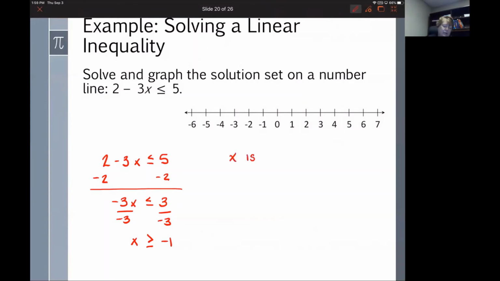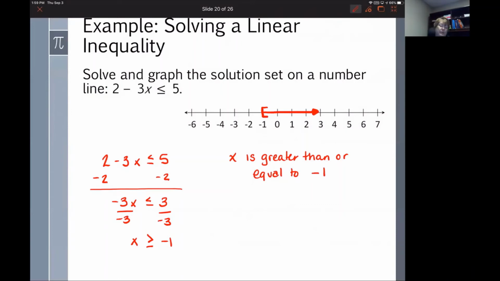So this is x is greater than or equal to -1. So what's that mean? It means all the numbers to the right of -1 on the number line, including -1. We would use a bracket. So it's all the numbers to the right of -1. Any number that's bigger than -1 makes this inequality true. Any number that's less than -1 would make this inequality false.